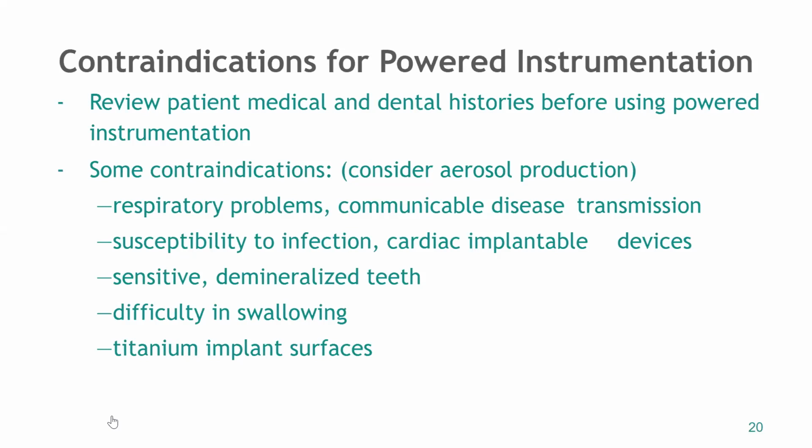But if someone has respiratory problems, or communicable disease transmission, like active TB, we're not supposed to be working on them. Or this is a great one, coronavirus. They talked a lot about reducing the amount of aerosols, because the Cavitron and the piezo scaler create a lot of aerosol production. So if someone has respiratory problems, we want to limit how much we use this. Susceptibility to infection, and then cardiac implantable devices. That's what I was talking about, the pacemakers.